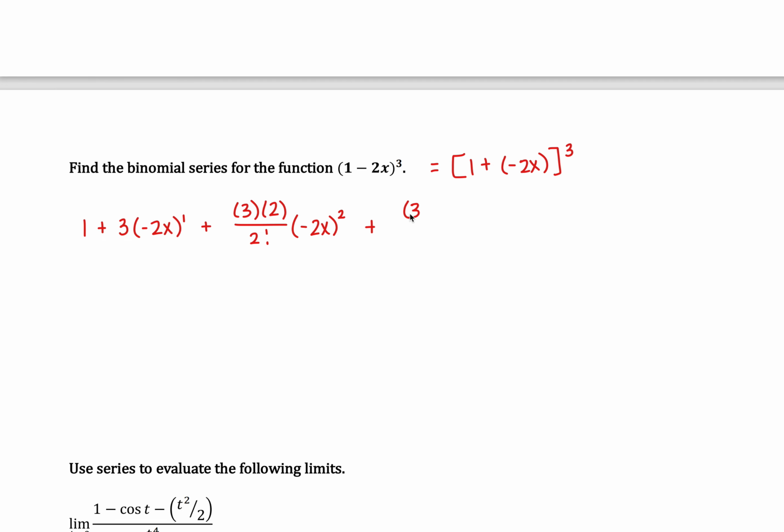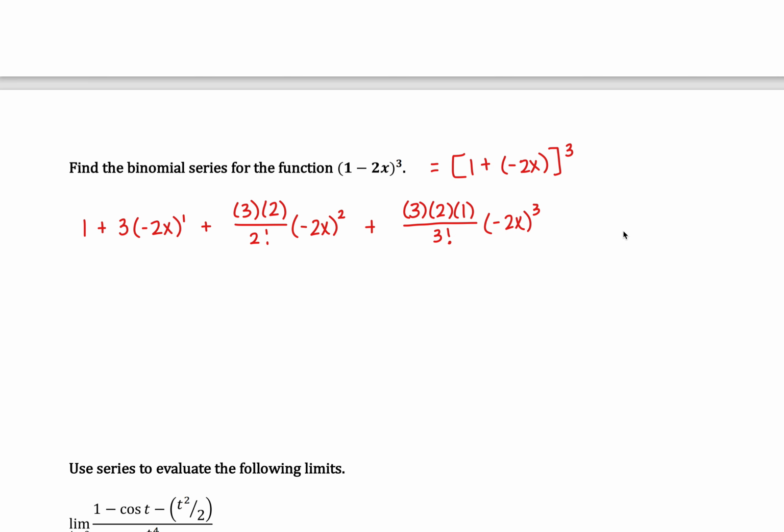plus 3 times 2 times 1. Again, you just keep subtracting 1 over 3 factorial. That's times negative 2x cubed. And if you try to go again, you're going to have 3 times 2 times 1 times 0. So it's going to zero out the term. And for every term after, you're going to have that 0. So everything beyond this point is just going to zero out. So this is all you have here.